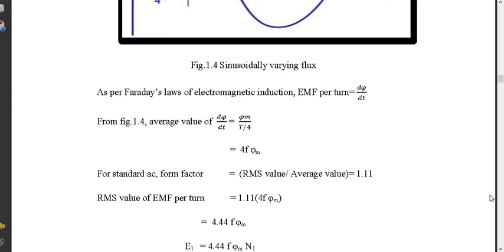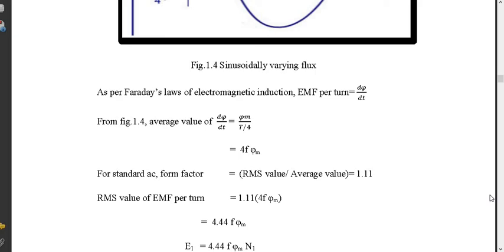Now this is the average value, but the value we normally consider in case of any electrical system is always an RMS value, the root mean square value. Root mean square value means that steady DC which when passed through a given circuit for the same amount of time will produce the same heat.